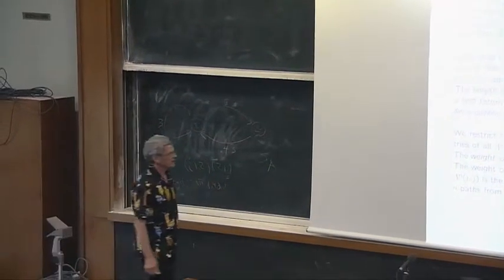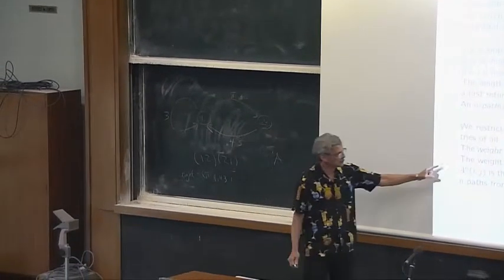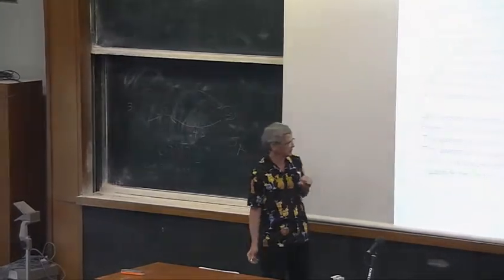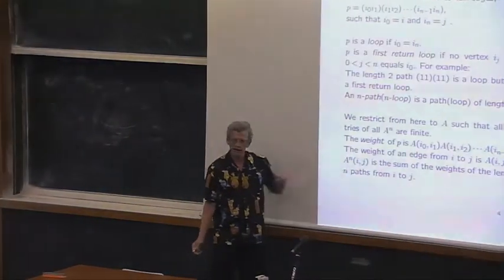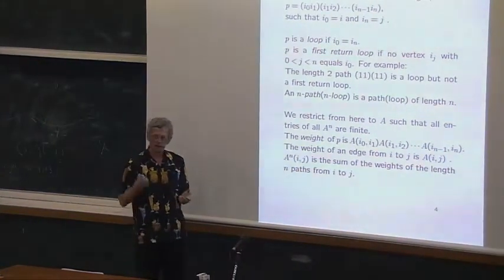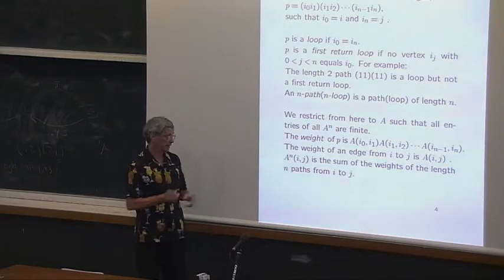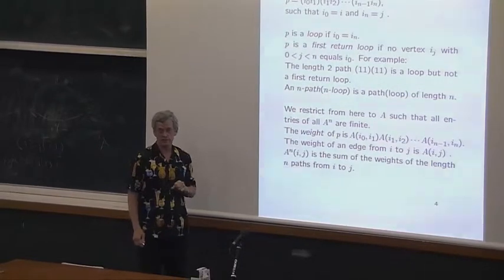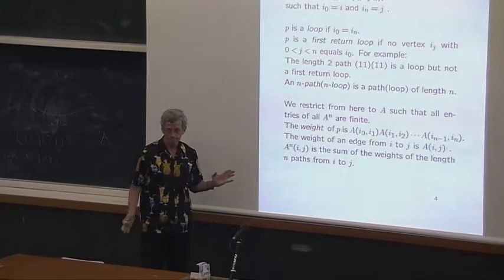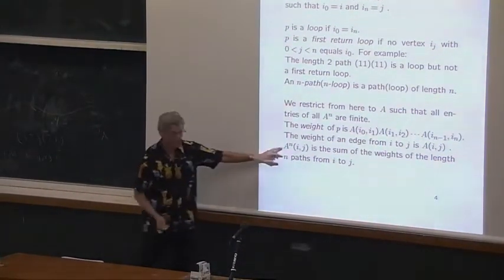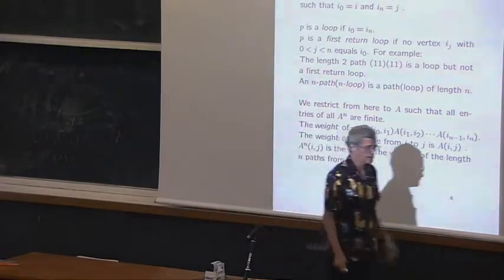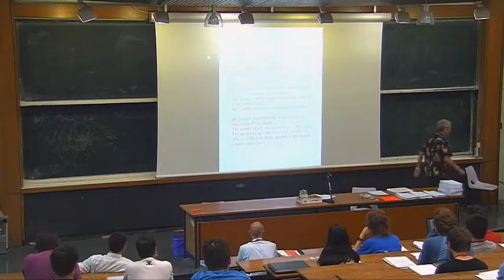All right. Now, the weight of an edge from i to j is just the ij entry of the matrix. And if we take A to the n, ij entry, A^n(i,j) is going to be the sum of the weights of the length n paths from i to j. Okay, so this is kind of a key thing, the relation between matrix multiplication and paths in the graph.